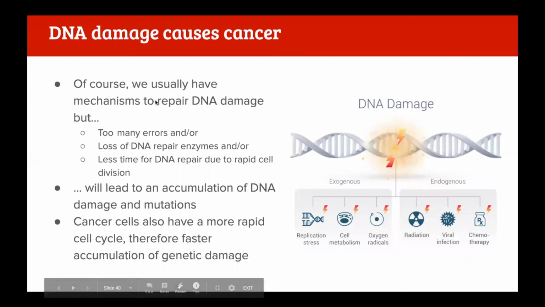Of course, we usually have mechanisms to repair DNA damage, but too many errors or loss of DNA repair enzymes or less time for DNA repair due to rapid cell division will lead to an accumulation of DNA damage and mutations. Cancer cells also have a more rapid cell cycle, so there's faster accumulation of genetic damage. So basically, just keep in mind that it's a lot of different factors that lead to DNA damage that eventually lead to cancer.